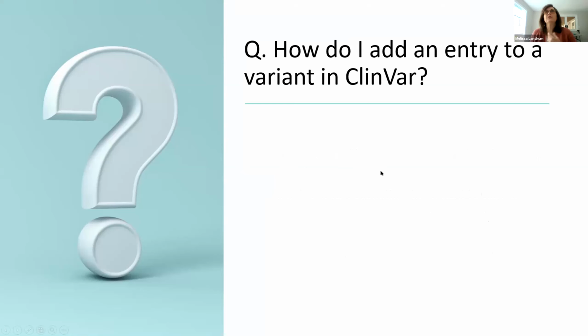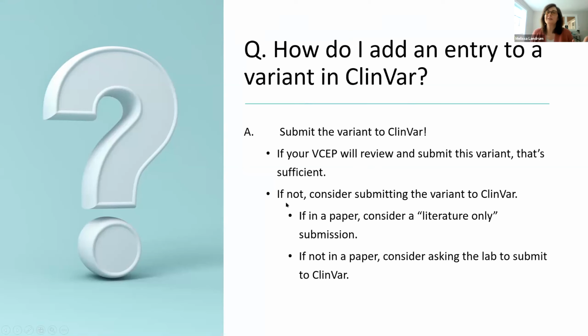How do I add an entry to a variant in ClinVar? So I interpret this to mean, how do I get another interpretation, my interpretation of a variant into ClinVar? And again, that's the same answer. All of the interpretations, all the variants are in ClinVar because someone has submitted them to us. So the answer here is the same one as on the previous slide. If your VSEP is going to submit it, that's how you can get it in. Otherwise, you can do a regular submission from your own organization.